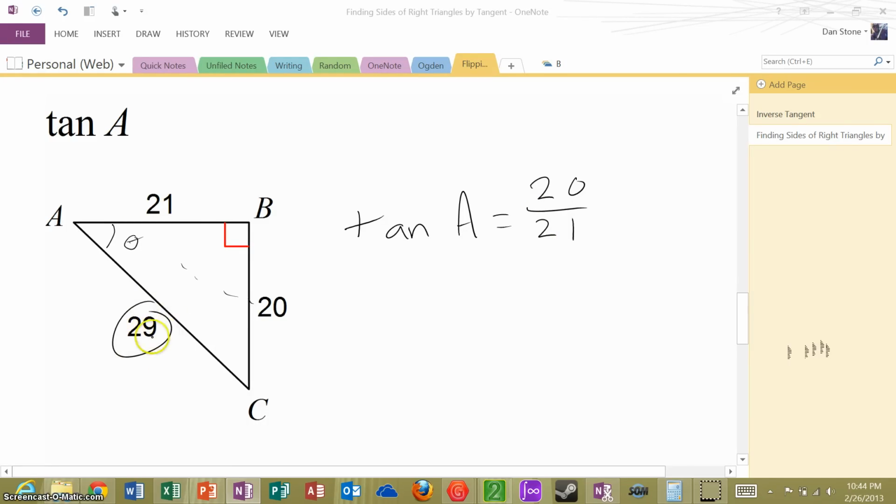Don't let this guy confuse you. This is our hypotenuse. Right now, when you're working with tangent, you're only concerned with the opposite and the adjacent, so we're not going to be using the hypotenuse really right now. We'll come back to it later, but not right now.